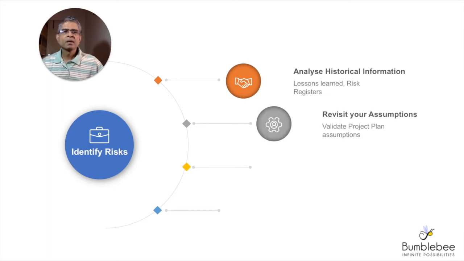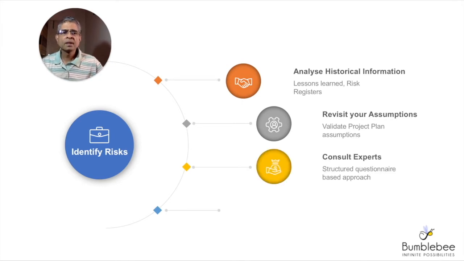The next, revisiting the assumptions that we have stated in our project plan. Questioning the assumptions and asking ourselves, what if something that we have assumed goes wrong? That is where most of our risks lie hidden. So if we can do that, we will be able to identify the risks.